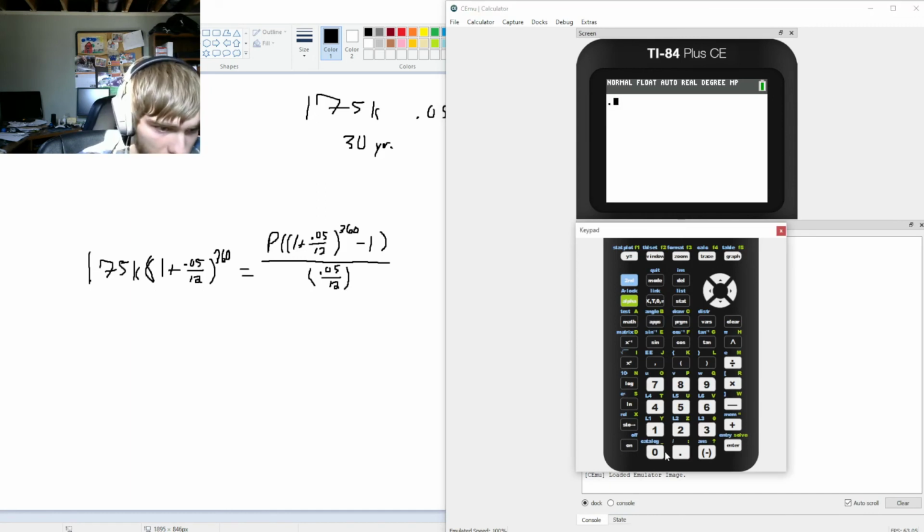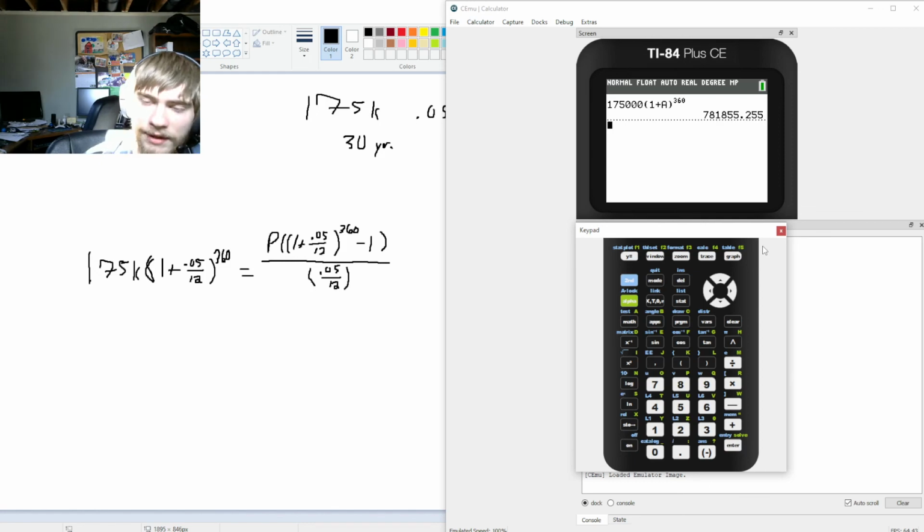And I'm going to start by putting 0.05 divided by 12 and store it to my A value. Again, you don't have to do this. I just like doing it, and I use my calculator a lot, so I remember all this stuff. 175,000 times the quantity 1 plus A to the 360 power. Okay, we have this big number.